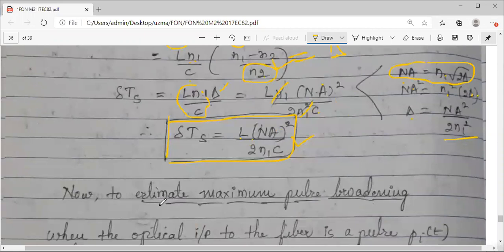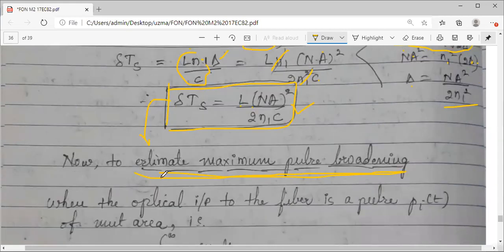Now to find the pulse broadening, I will be utilizing this delta T in the further concept. The main motive is to find the pulse broadening, and we have seen that among multi-mode step index, graded index, and single mode, the pulse broadening of step index is maximum, very high compared to the other two.